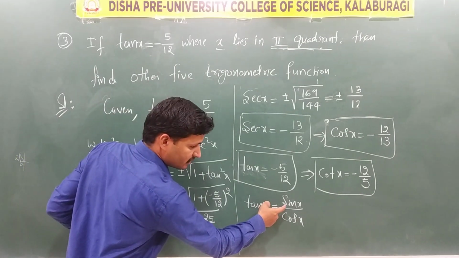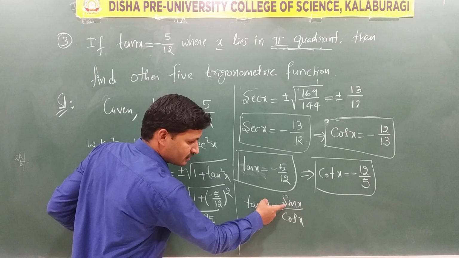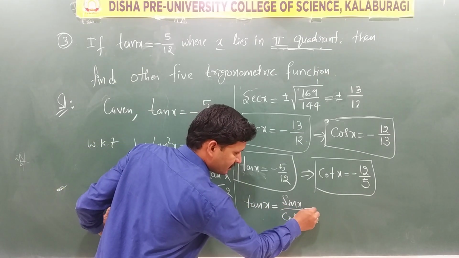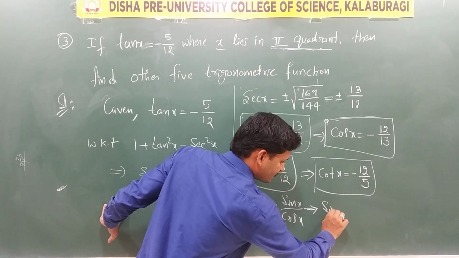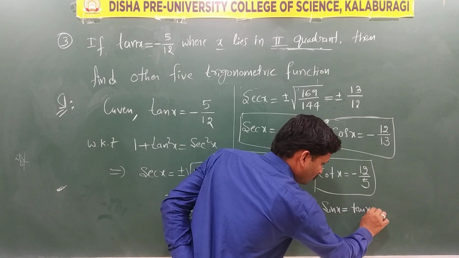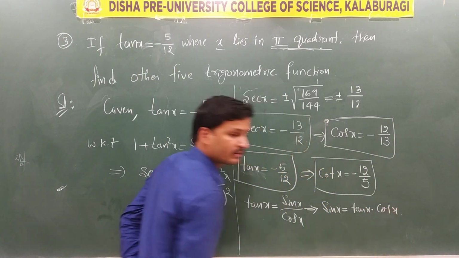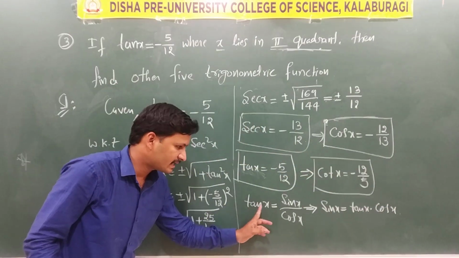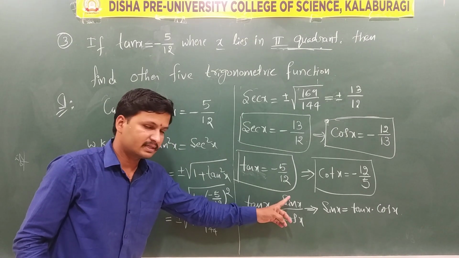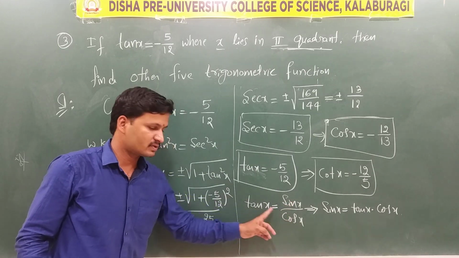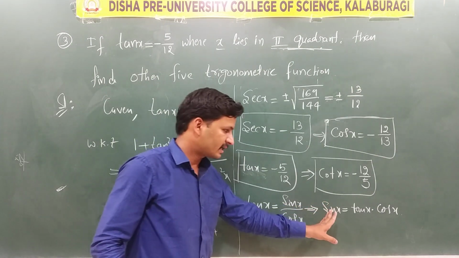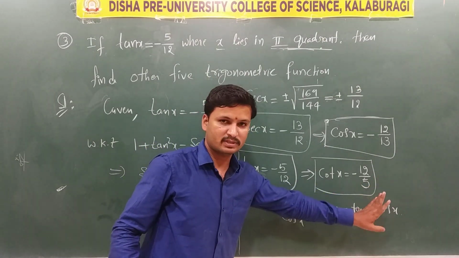So we need to find the sine function. Then sin x is equal to tan x into cos x. So which implies sin x is equal to tan x into cos x. Is it clear? We know that tan x is equal to sin x by cos x. Just keep this sin x as it is. Take this cos x to this side, so it is multiplied with the tan function. So sin x is equal to tan x into cos x.